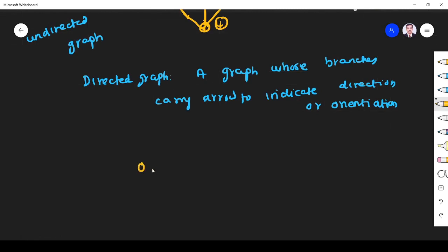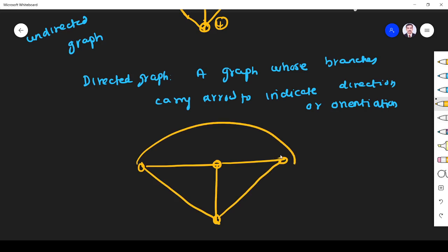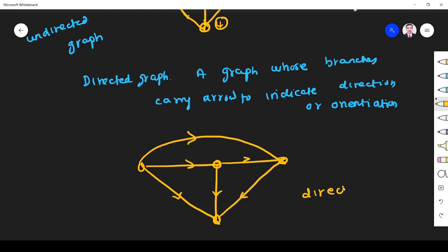Let me show an example of a directed graph. Let us take the same graph I drew. Here you see I have included direction. Every branch carries a direction, so it is a directed graph.